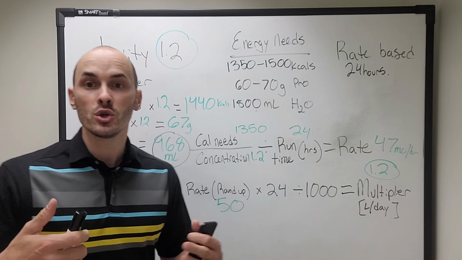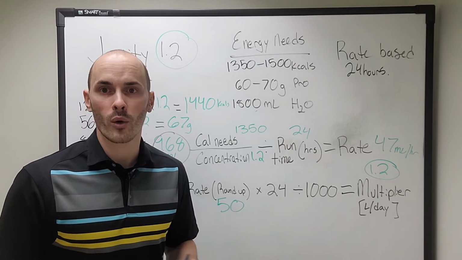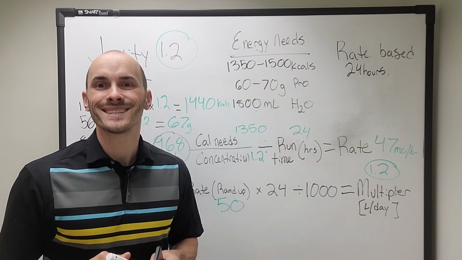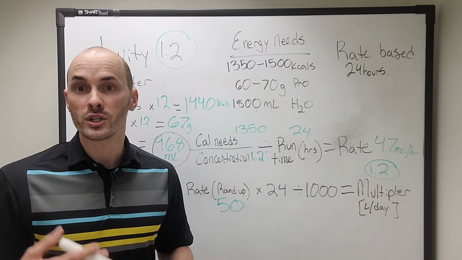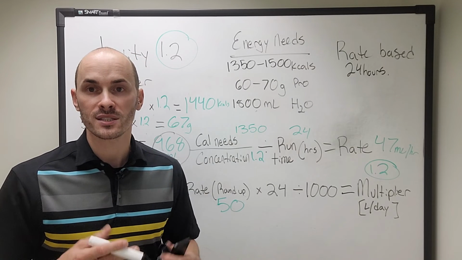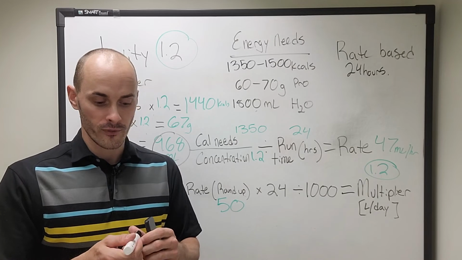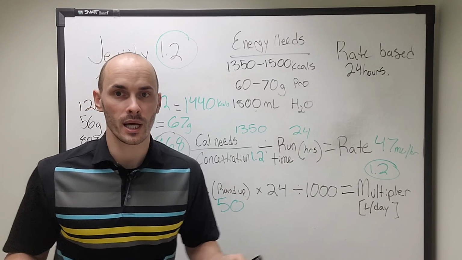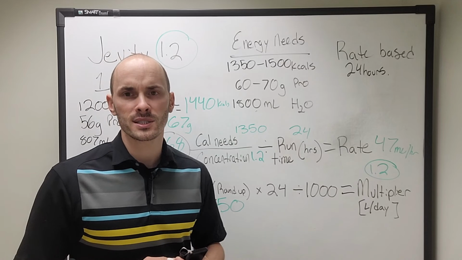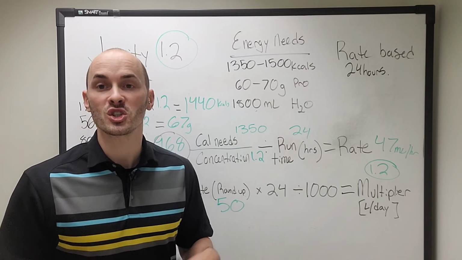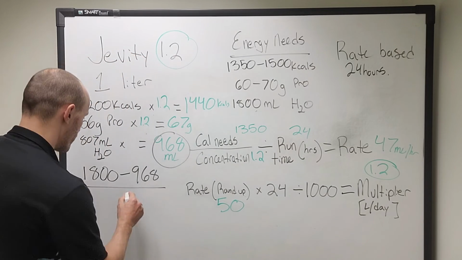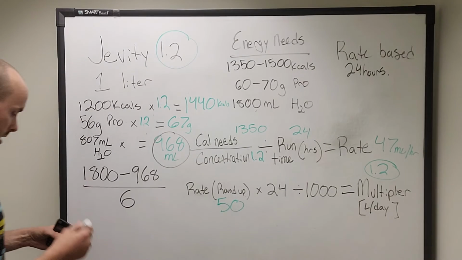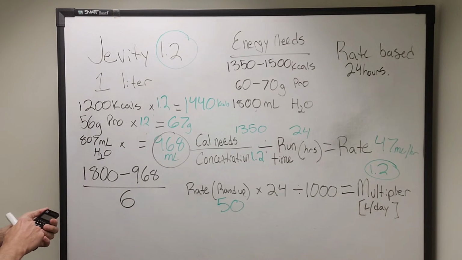So if you have Q4 hour flushes, every 4 hours, they will be getting flushes 6 times a day. If you do Q6 hour flushes, that's flushes every 6 hours or 4 times a day. But most of the time here in this hospital, we do Q4 hour, so 6 times a day. So Q4 hour is 6 times a day, and that's going to be your 1800 minus 968. So they need an additional 832 milliliters per day.